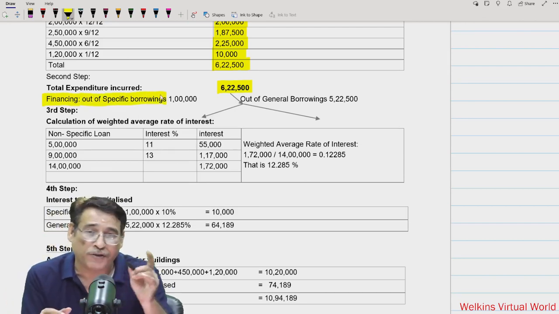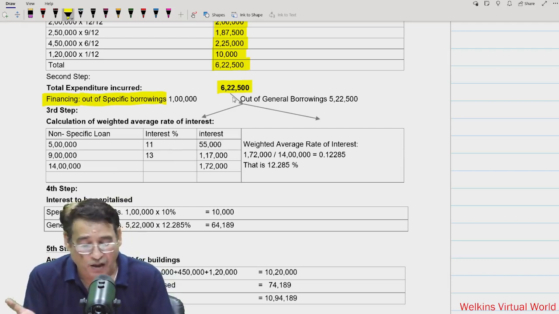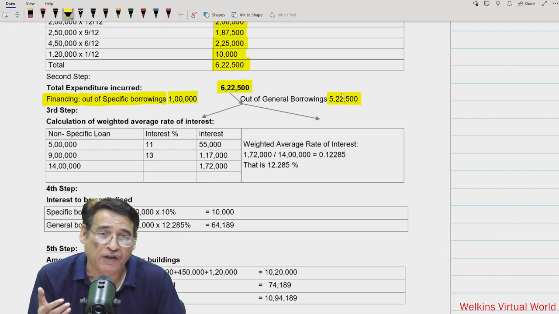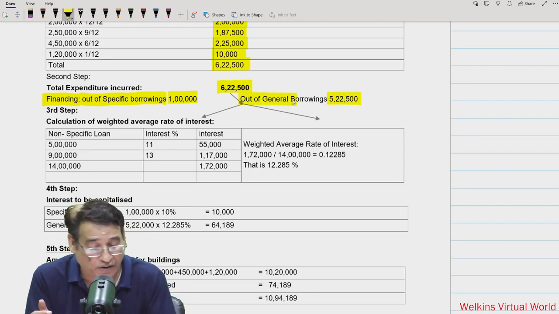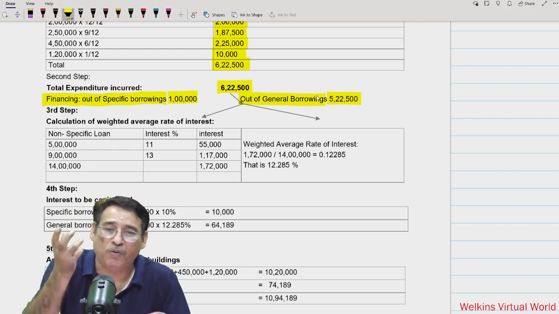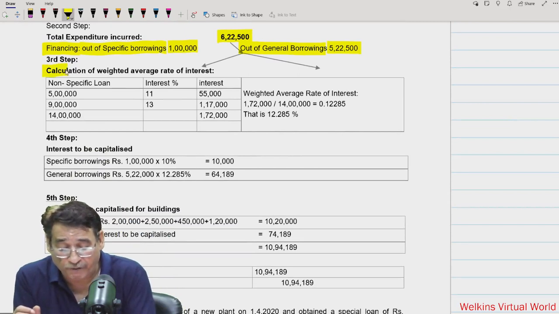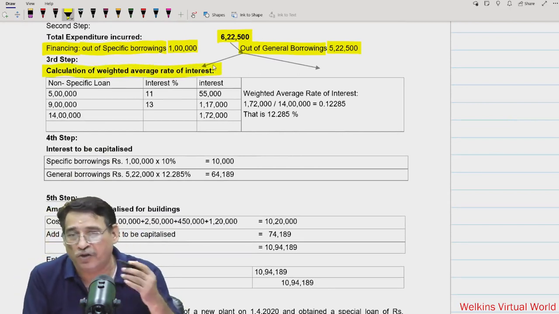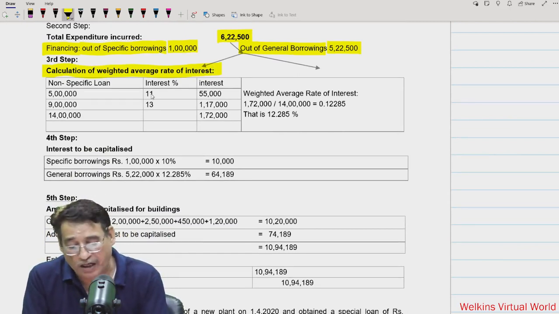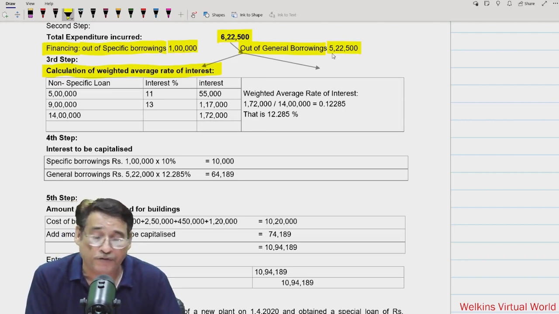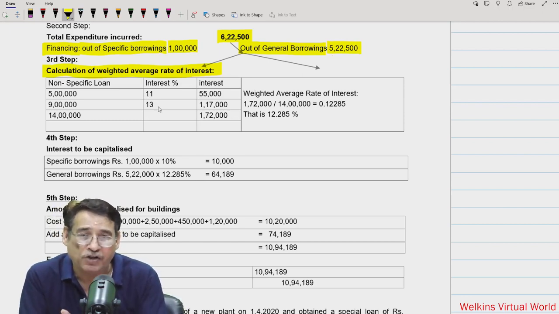Out of specific borrowing, because a special loan of 1,00,000 was taken for the construction of the building, quite obviously the financing of 6,22,500 must have been done out of the specific loan of 1,00,000. Then what about 5,22,500? The financing of this 5,22,500 must be from the general borrowings. That means this time we are using some amount which we have taken for general purpose for financing this particular project. So your third step will now be the calculation of weighted average interest, because your general borrowings are of two types. One general loan you have taken at 11%, another general loan at 13%, and you have spent 5,22,500 out of this 14,00,000 of general loan to finance this particular project. So first of all, I will have to compute the average interest. We call it weighted average interest.